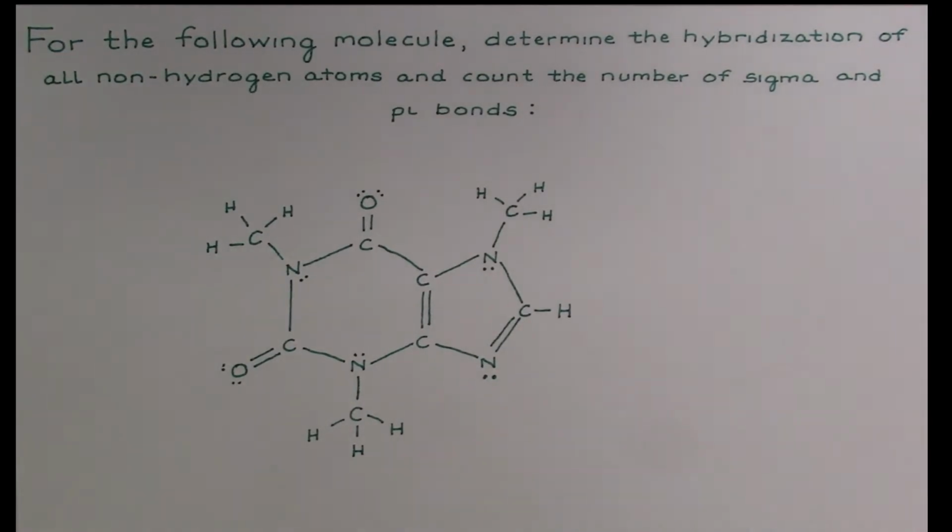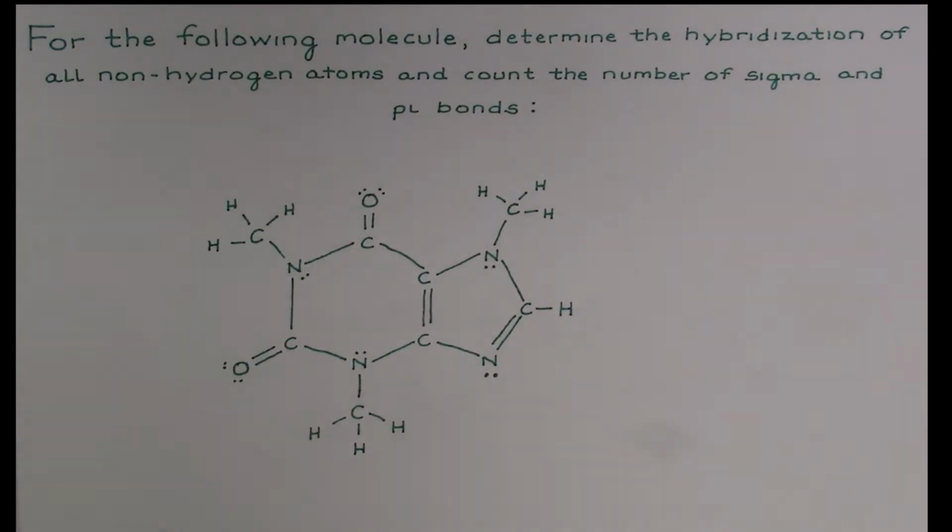In this week's video, we will be talking about hybridization and bonding modes. We will be doing two problems. For the first problem, for the following molecule, determine the hybridization of all 9 hydrogen atoms and count the number of sigma and pi bonds. This is actually the molecule caffeine.